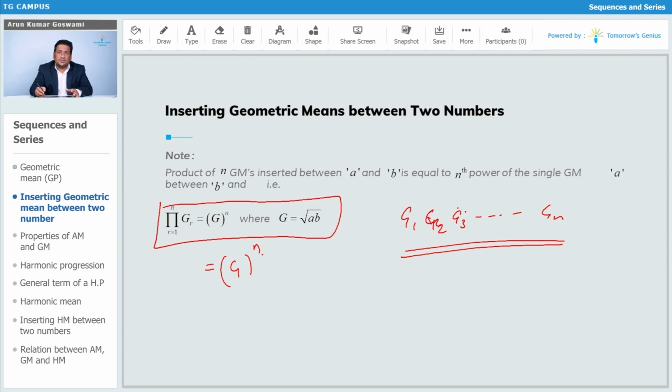If we have n terms, say 10 terms, then G will come with power 10. It is the nth power of the single geometric mean. So if I find the single G and put its value here, the answer will be G to the power n. Okay, hope this is clear to you.